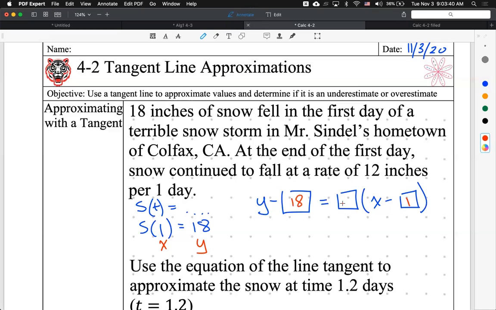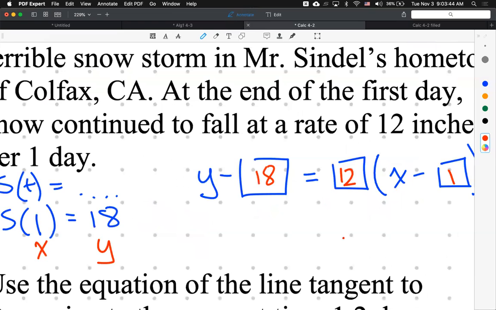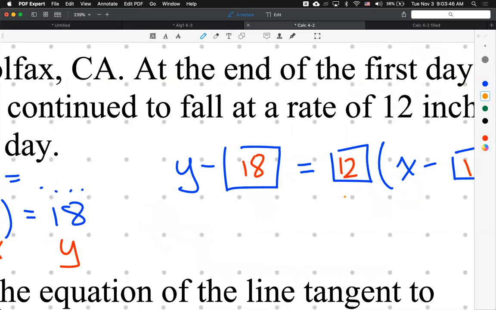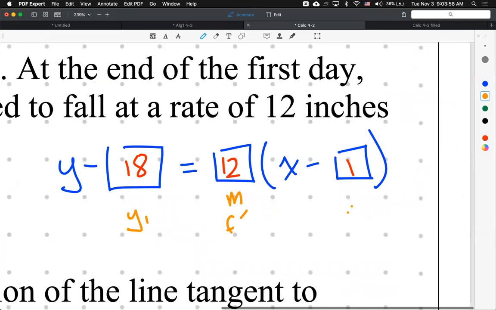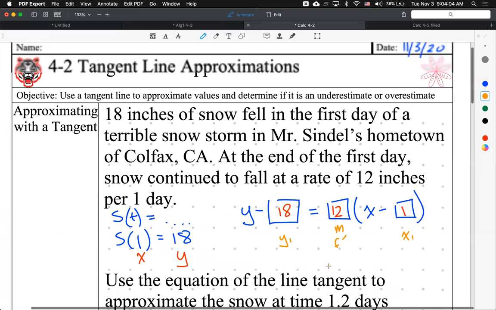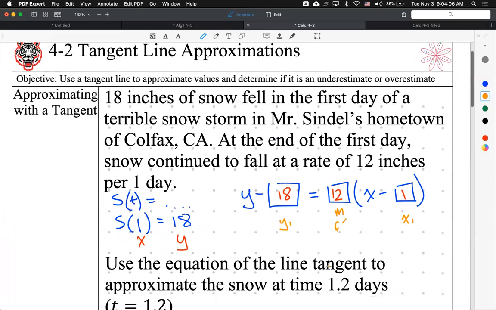12. Easy peasy. If you want to annotate underneath these boxes, you can say under here that this is your m, your slope. But more specifically for AP Calculus, this is really our f prime, which is the way we've been annotating slope lately. That's our y1 coordinate. This is our x1 coordinate. So we know what each of those boxes means. Cool. All right, so we have our tangent line approximation.